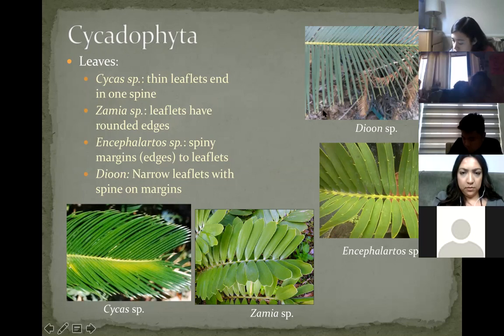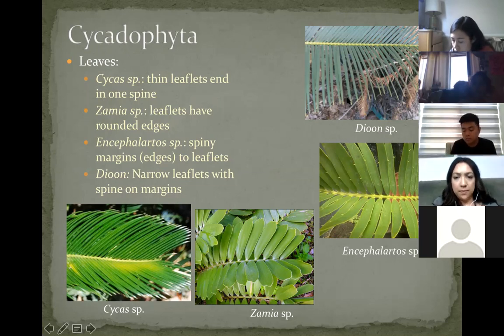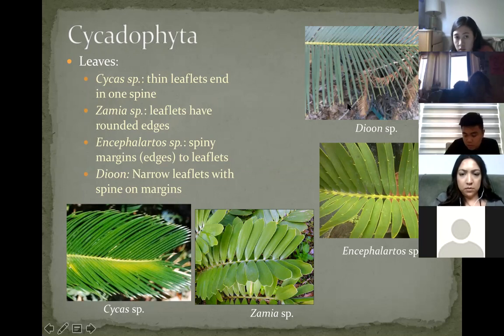Now, sometimes with Dioon, it's kind of hard to tell the difference between Dioon and Encephalartos, but for the most part, Dioon also has spines on its leaf edges, but they're usually a lot narrower and thinner in comparison to Encephalartos. So that's one way to tell them apart. But personally, I think the easiest to tell apart out of all four of these is Cycas and Zamia. They're pretty distinct compared to these two.